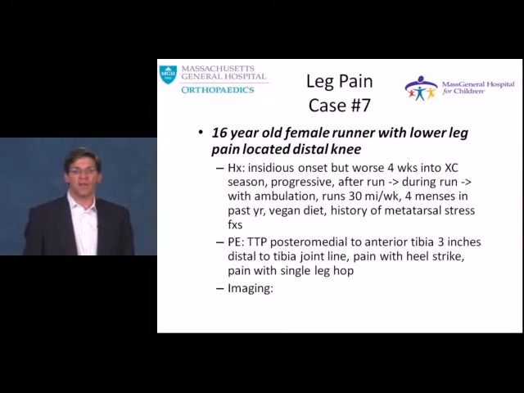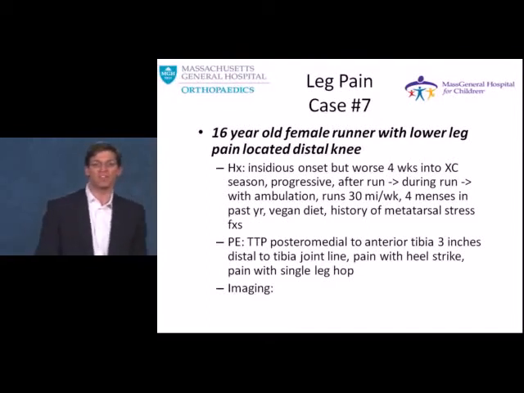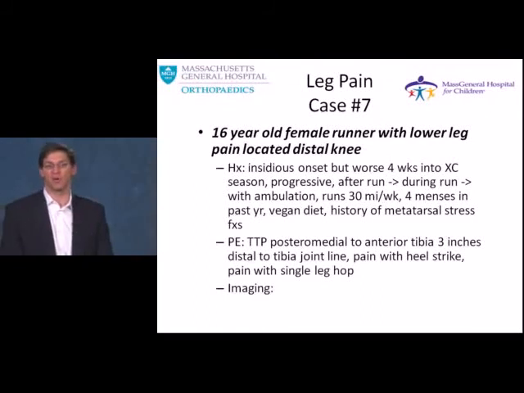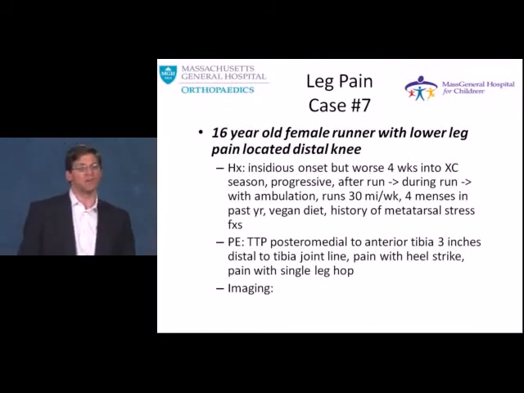Moving on to the next case, we have a 16-year-old skeletally mature female runner with lower leg pain that is located in the distal knee. Her history describes an insidious onset, but it has gotten worse 4 weeks into the cross-country season. It has been progressive, and initially it was noted only after a run, then during a run, and now pain with any ambulation. She runs about 30 miles a week, and she's had 4 menses in the past year, which actually correspond with her summer decrease in her training. She follows a vegan diet out of health, and she does have a history of metatarsal stress fractures.